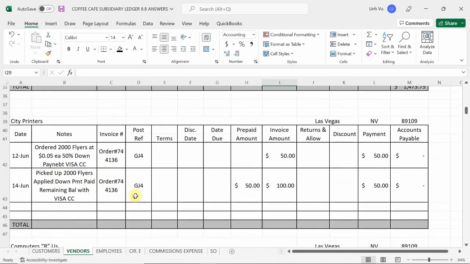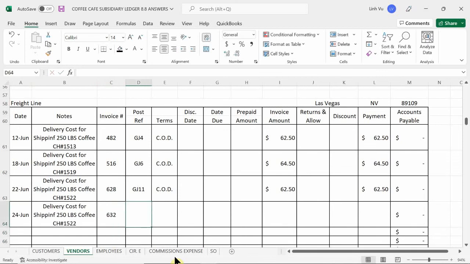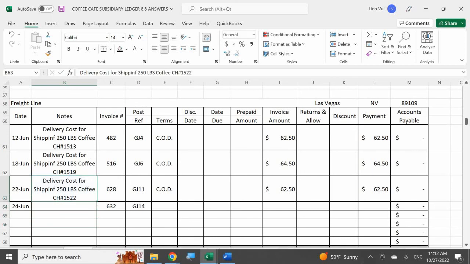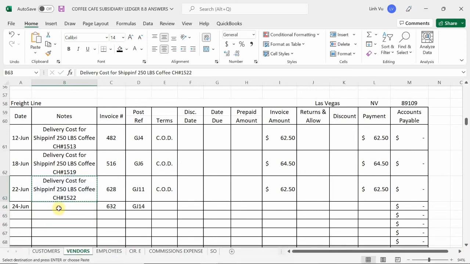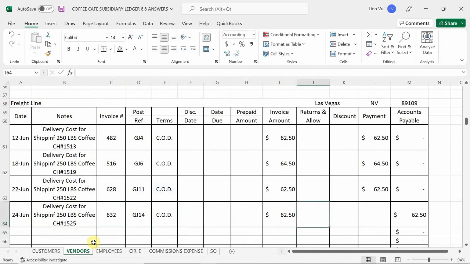All right, and then we need to update our freight line because this is proof of a purchase. And then I realized I can't do that. So I wrote check number 1525. It was COD for the 62.50, and we paid with our check 1525. So we know nothing to freight line. It's just so then we can prove that yes, we received the inventory. All right, last one, right?